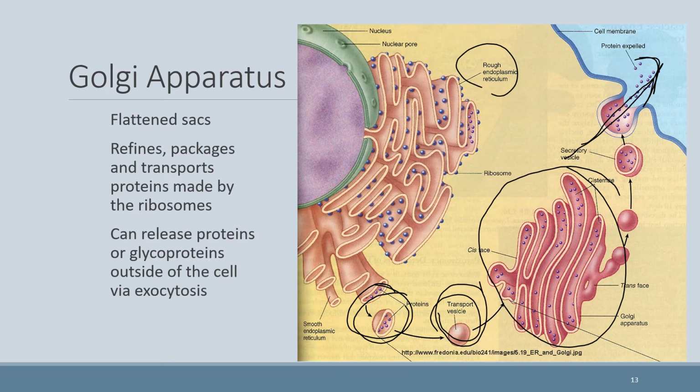We can release proteins or glycoproteins outside of the cell, and this is the process of exocytosis, in which we release these proteins outside of the cell. Let's see what else. So a take-home message in terms of the Golgi apparatus: it plays a central role in the transport of new molecules from inside the cell to outside the cell, in addition to exocytosis of different molecules as well. So certain things can come in this way and certain things can leave this way.